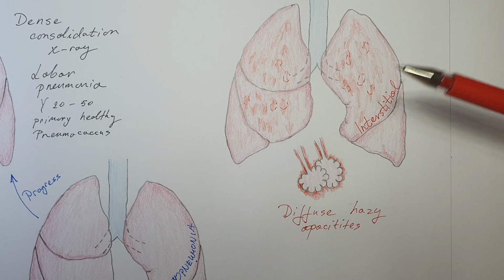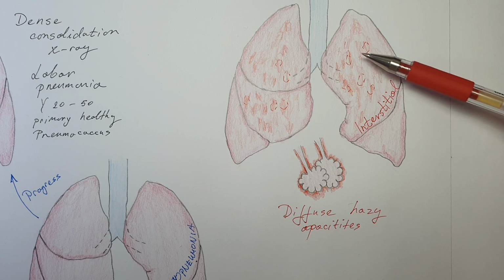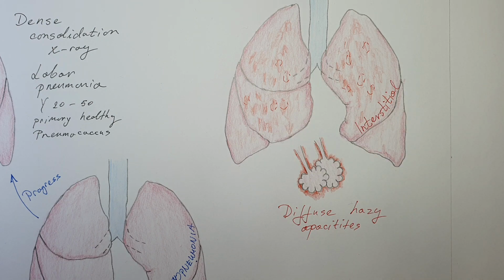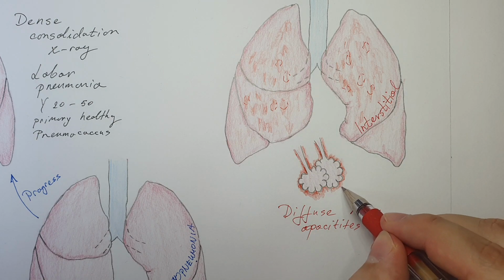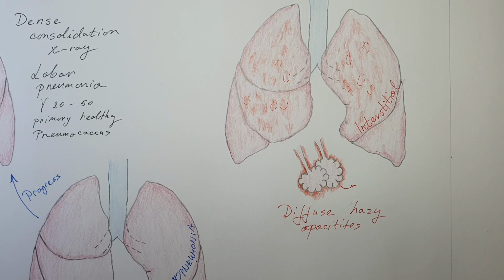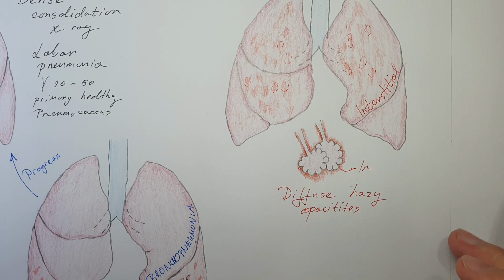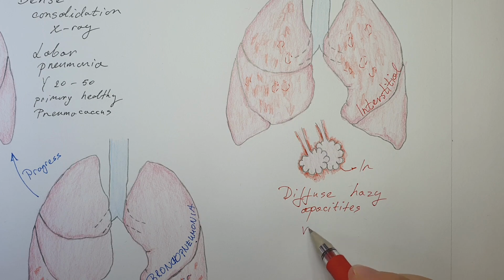Most of the time, these interstitial pneumonias look similar to some pulmonary edemas, and the inflammation is in the interstitium, so in between the alveoli. The inflammation is happening in the interstitium parenchyma between the alveoli and the bronchi. Causative agents for interstitial pneumonia have often been viruses, like the influenza virus.